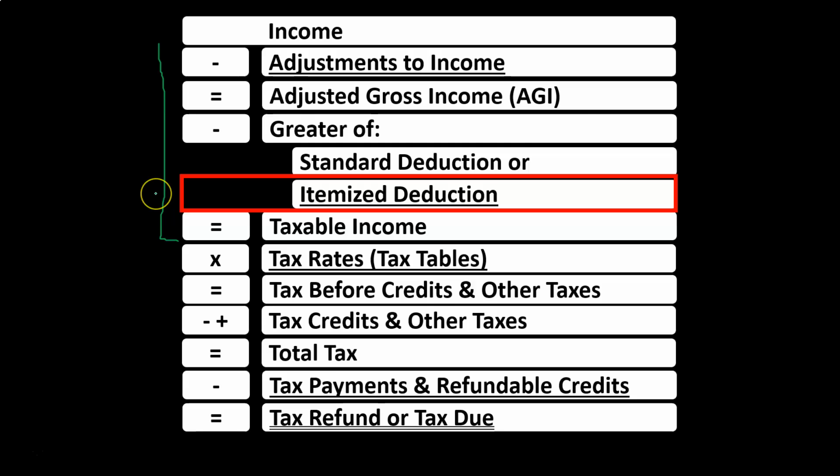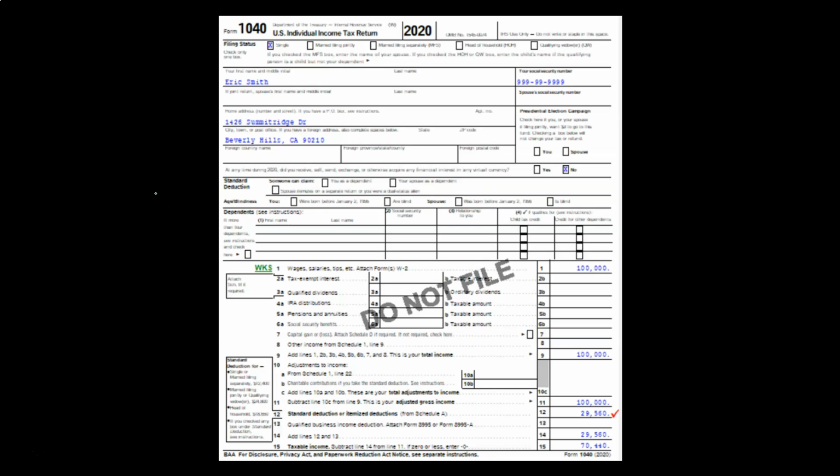So we're focusing here on the itemized deductions on Form 1040. That would be down here on line 12. I know this is a small form here, but I want to show the whole form on the slide so you can see it in context. This is going to be the standard deduction or itemized deduction. We're going to be taking the larger of the two.